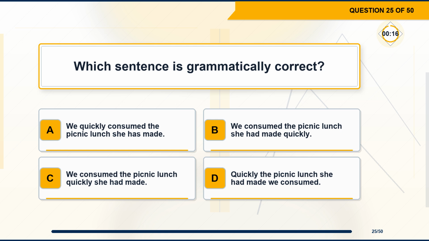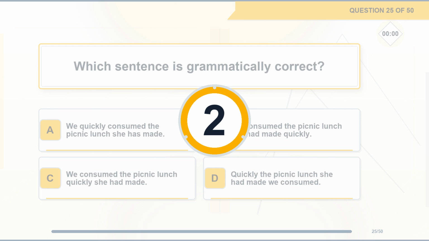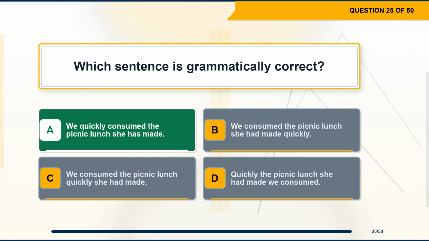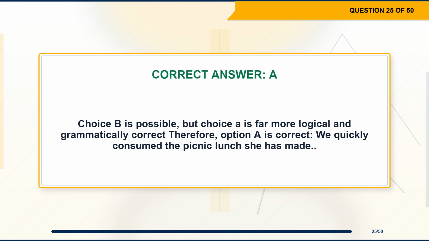Question 25. Which sentence is grammatically correct? Option A, we quickly consumed the picnic lunch she has made. Option B, we consumed the picnic lunch she had made quickly. Option C, we consumed the picnic lunch quickly she had made. Option D, quickly the picnic lunch she had made we consumed. The correct answer is option A, we quickly consumed the picnic lunch she has made. Explanation. Choice B is possible, but choice A is far more logical and grammatically correct, therefore, option A is correct, we quickly consumed the picnic lunch she has made.